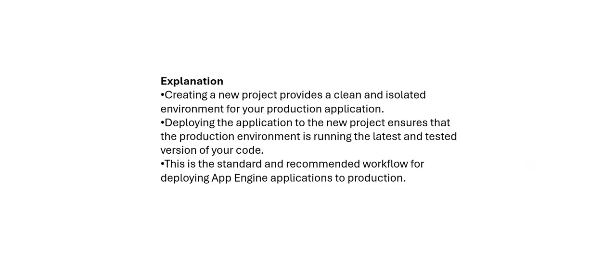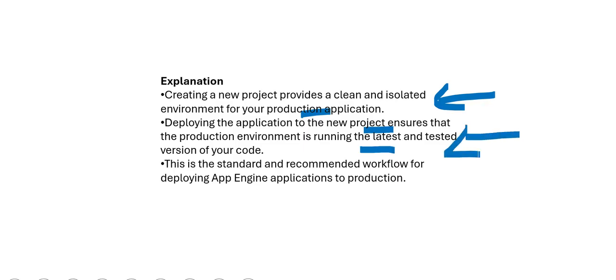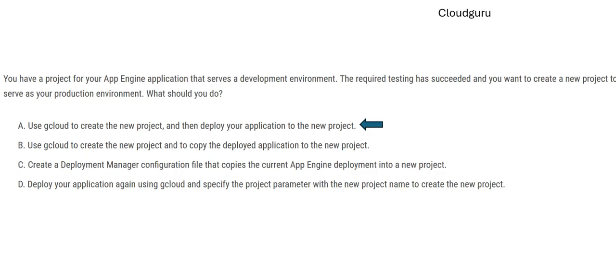So we have given a clear explanation. First, you create a new project that provides a clean and isolated environment for the production box. Second, once that environment is created, you deploy the application to the new project. This ensures that the production environment is running the latest and tested version of your code. You want the latest code there. Is this the standard process that Google recommends? Yes, boss, this is the standard process. So option A would be our final answer in this case. You use gcloud to create the new project first, and then deploy your application in the new project.